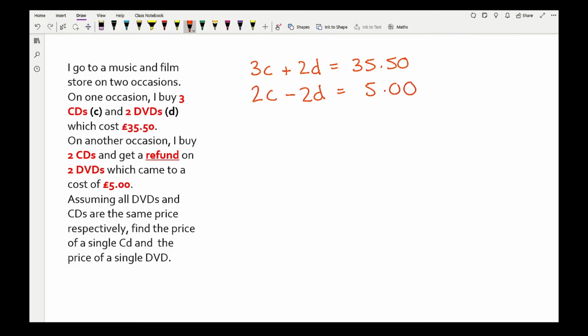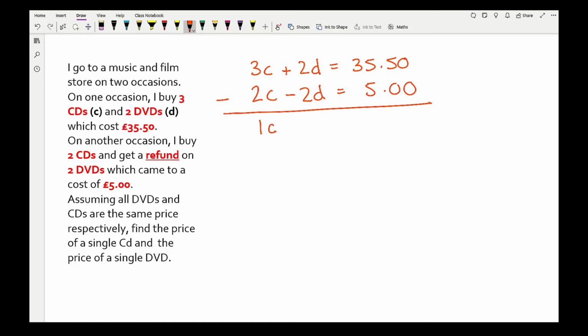Now when we looked at the 2 equations that we did previously, what was productive was when I had the same amount of one of the letters. Now in this, I don't have the same number of C's because I've got 3 CDs and 2 CDs. However, I have got the same number of DVDs. Now, if I then go on to take away the 2 equations like I did previously, I've got 3 take away 2, which is 1C.